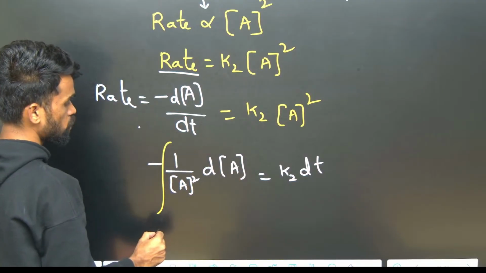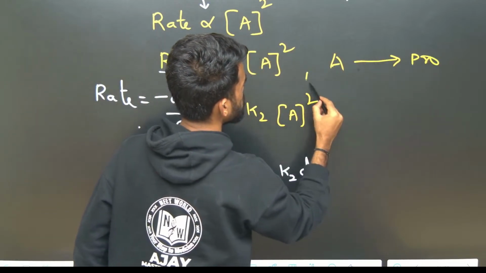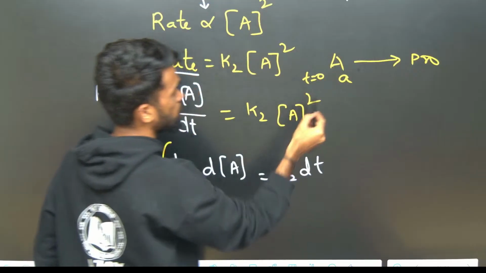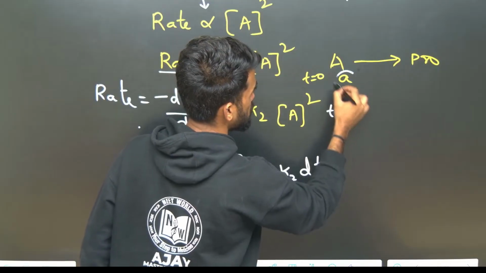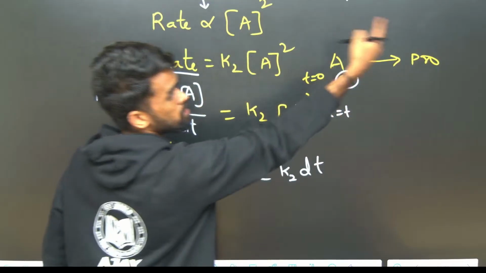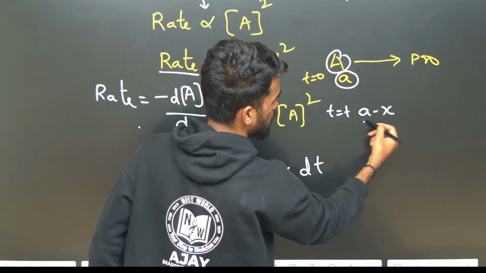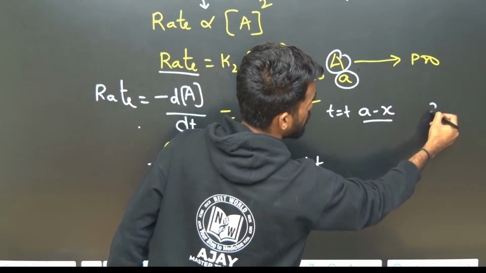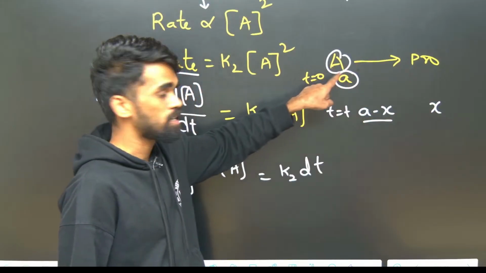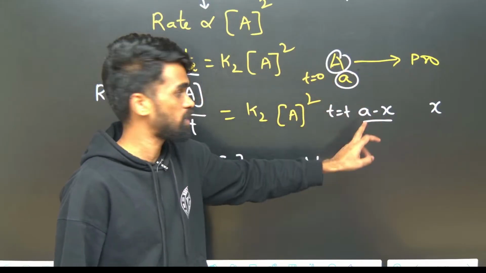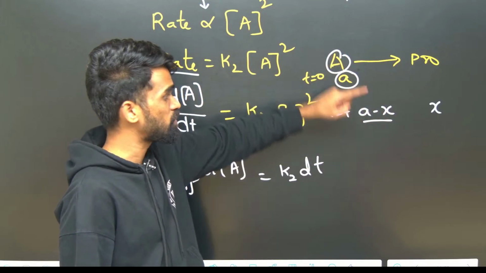At time 0 we have the concentration of A as a, let us say the initial concentration. After some time t, some of this reactant converts into product, so there is some decrease in the concentration of A. That's why I am writing a minus x. The same amount is converted into product, so x is the amount of product formed, which means the same concentration of reactant is decreased. Therefore a minus x is the concentration of A remaining after some time t.